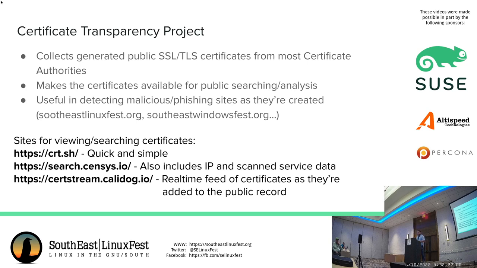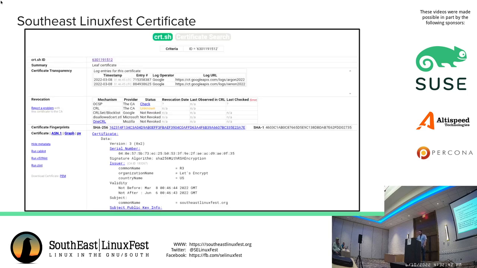Some of these sites that are listed here, like the CertStream one, are useful in real time as a real-time feed of certificates as they're added to the public record. I personally like using crt.sh for looking these up just because it's simple and fast. Here is the certificate transparency data about the certificate for southeastlinuxfest.org. I'm sorry if that text is very tiny, but you can look that up as well for yourself on crt.sh if you just search southeastlinuxfest.org. We can see that it's issued by Let's Encrypt and that it's not on any revocation lists for the major browser vendors.